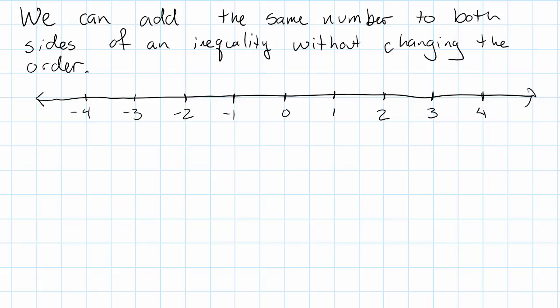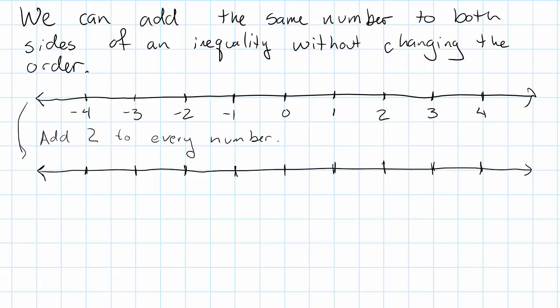And let's imagine that we take this number line and we add 2 to every number. So -4 plus 2 is -2. -3 plus 2 is -1. -2 plus 2 is 0. -1 plus 2 is 1. 0 plus 2 is 2. 1 plus 2 is 3. 2 plus 2 is 4. 3 plus 2 is 5. And 4 plus 2 is 6.